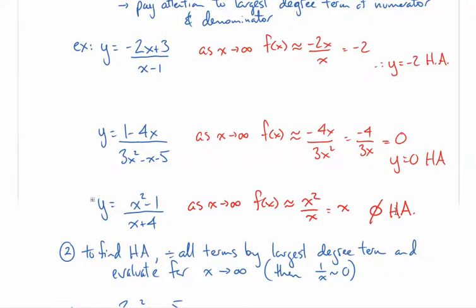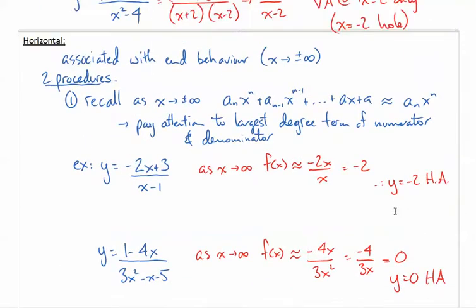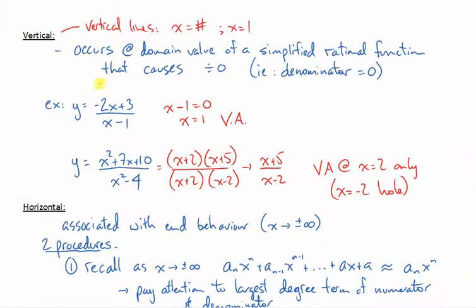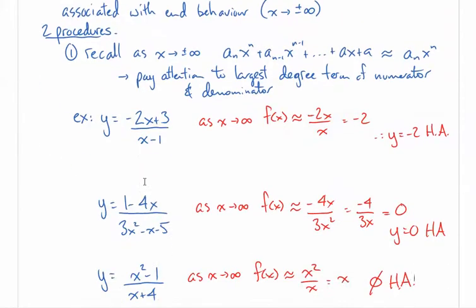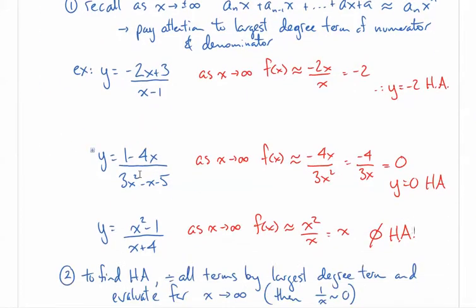Likewise, I should go back and mention with vertical asymptotes, not every rational function is going to have a vertical asymptote. You need the denominator to be able to be 0, and it won't always be the case. So we don't always get this asymptote behavior.